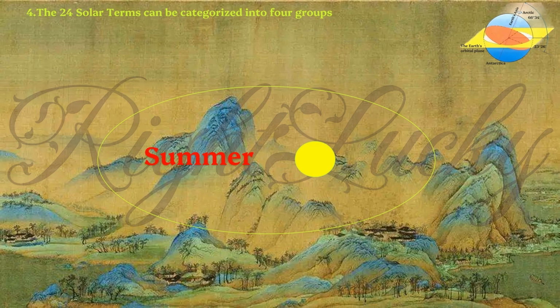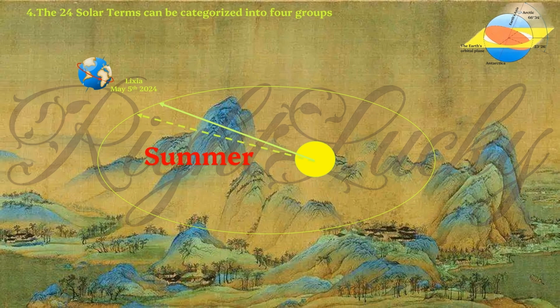The relationship between the Chinese 24 solar terms and the sun's position is a harmonious dance orchestrated by the Earth's movement around our nearest star. Each solar term corresponds to a specific point in the Earth's orbit, reflecting the changing angle of sunlight and the resulting shifts in seasons and daylight hours.